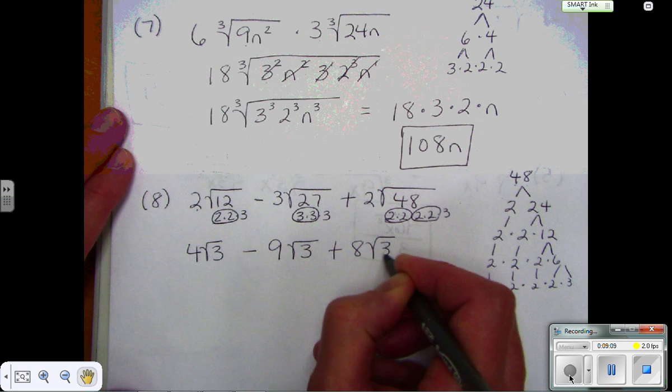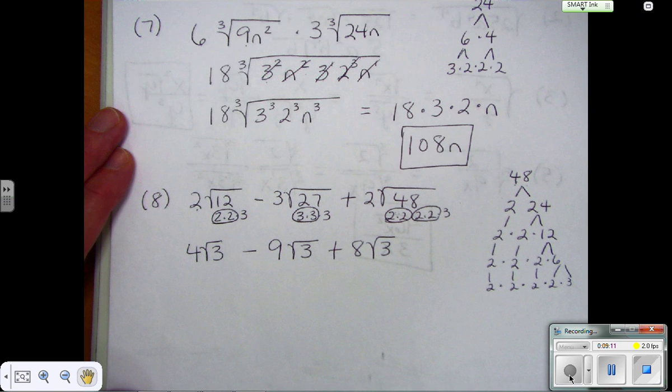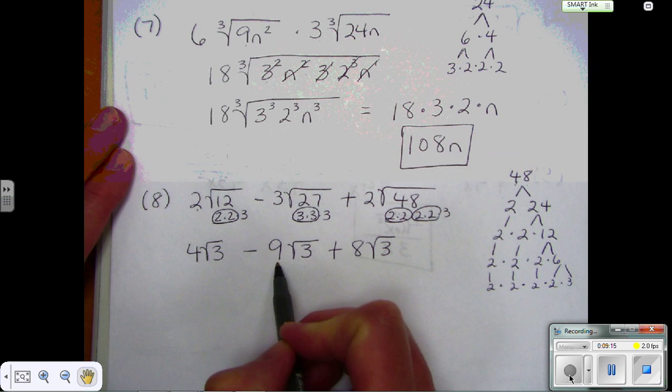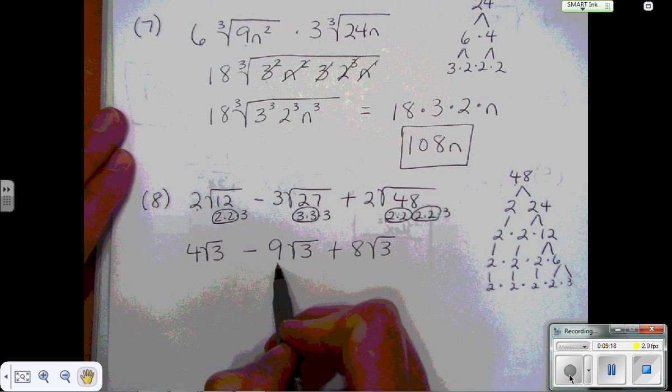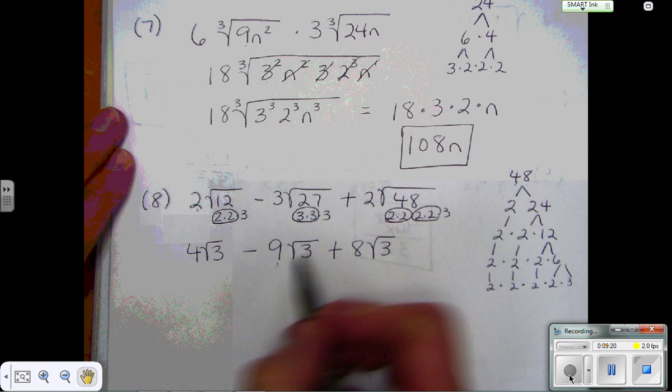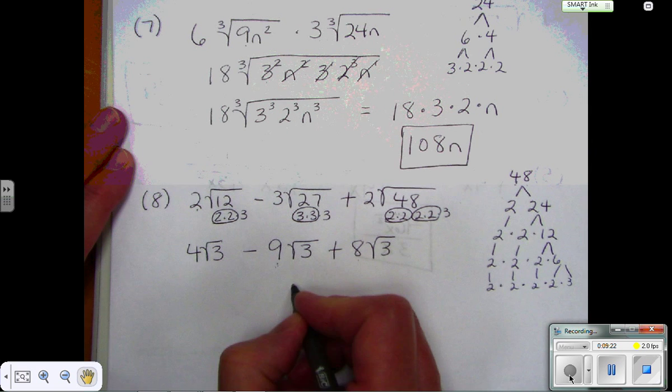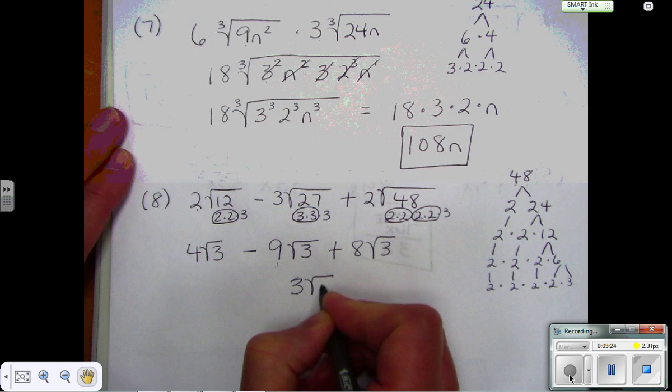So now I can add and subtract the numbers in front and treat the radicals like they're variables. 4 minus 9 is going to be negative 5. Negative 5 plus 8 is going to be 3 radical 3 for your final answer.